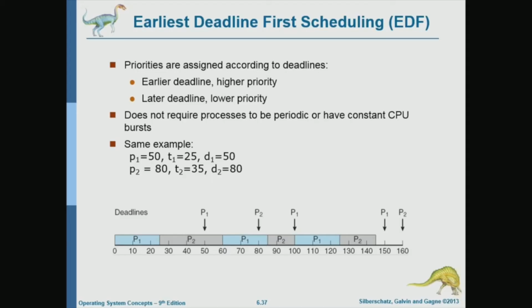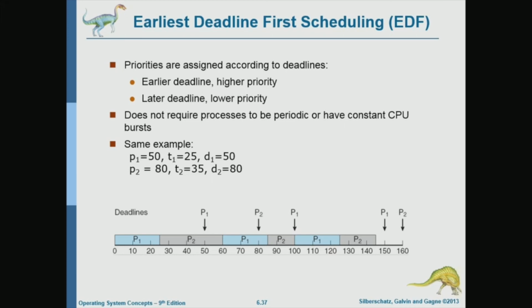One possible tie breaker is the period. So you can look at the period. Give it the shorter period, or other criteria like arrival time, maybe.